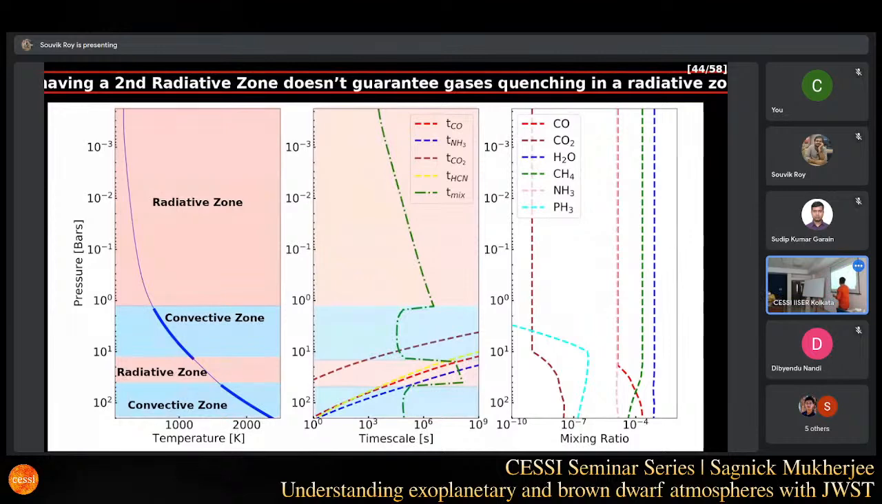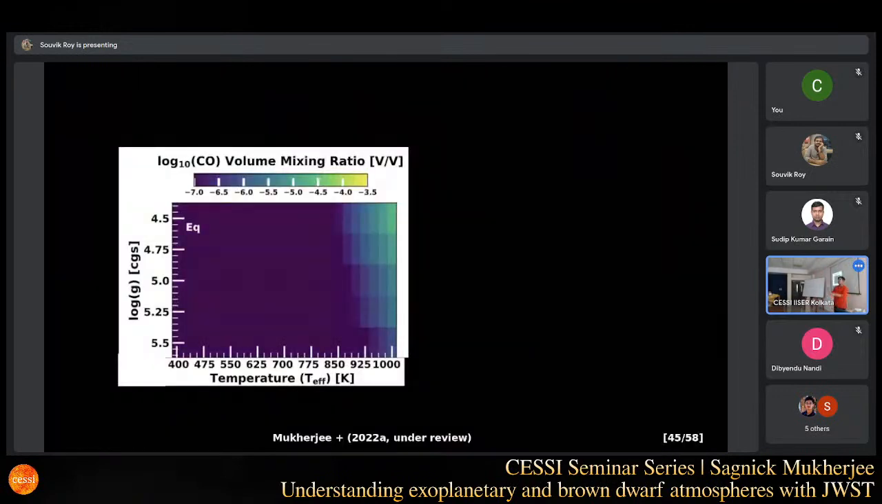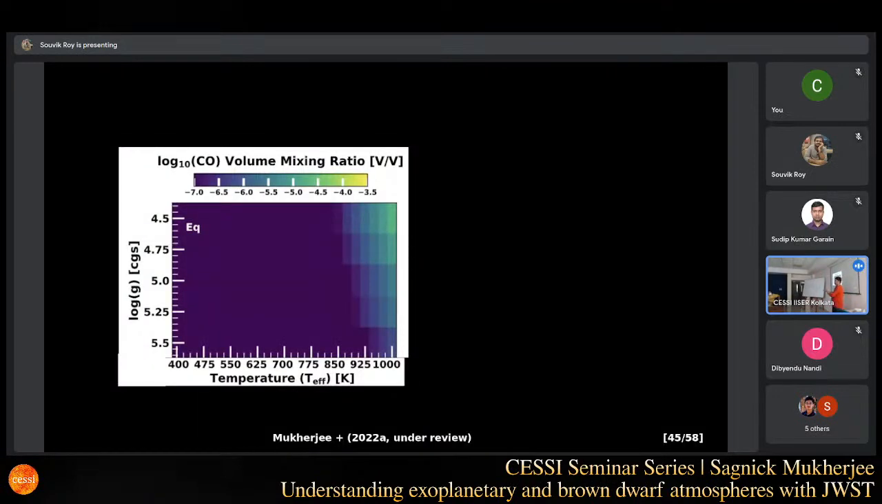For example, here, CO is quenched in the second radiative zone. But look at CO2, it is still quenched in a convective zone. So if you measure the CO here in this brown dot, you can measure the radiative zone KZZ, but if you measure the CO2, you can measure the convective zone KZZ. So we also needed to look at whether things are also quenched in the radiative zone.